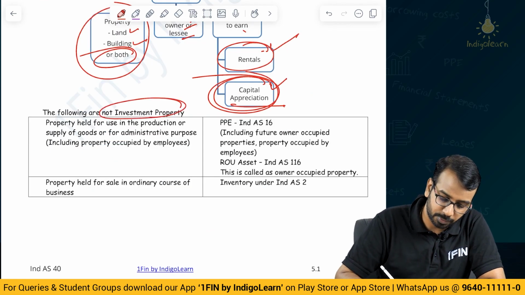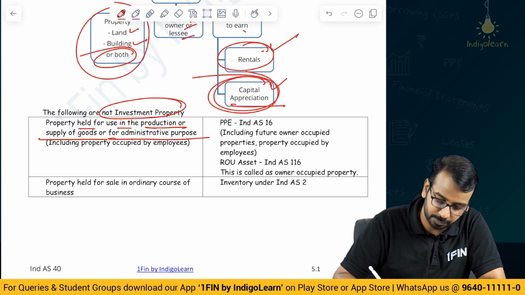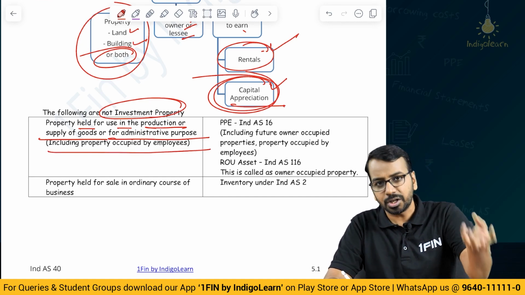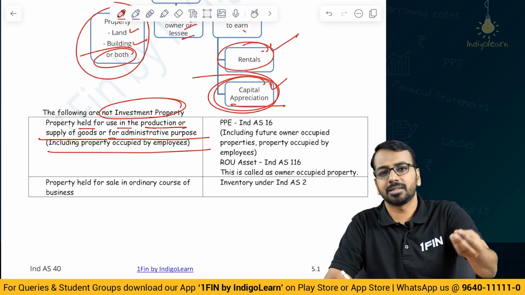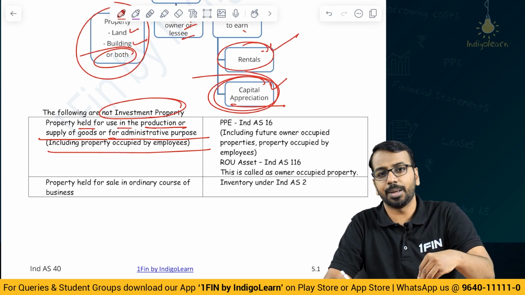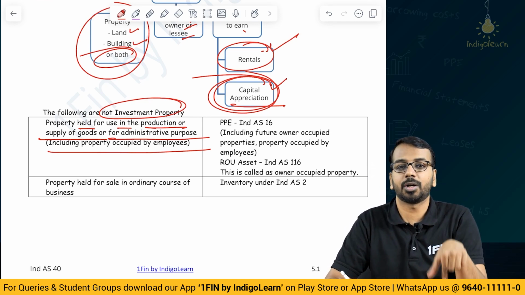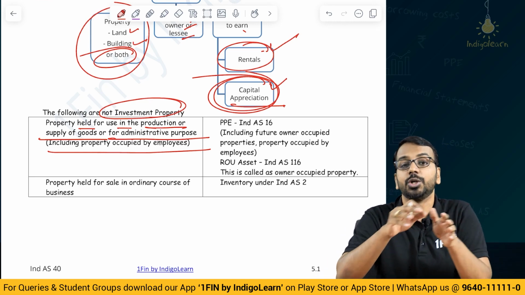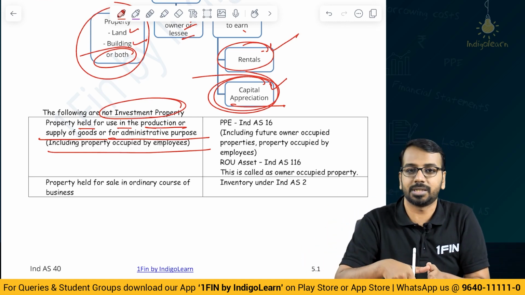So, what are not investment property? Property held for use in the production or supply of goods or for administrative purpose, including property occupied by employees. So, if my employees occupy my property, I may be collecting some nominal rental or proper rental for them. That is not my investment property, because the objective is to use it for the business. The employees are for the business.